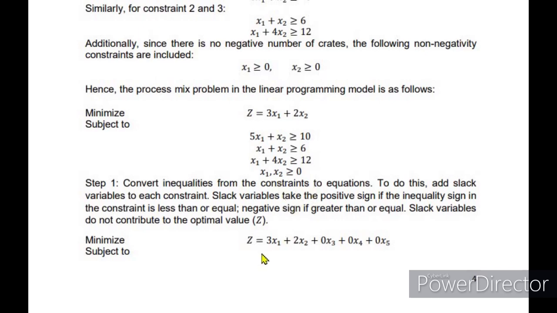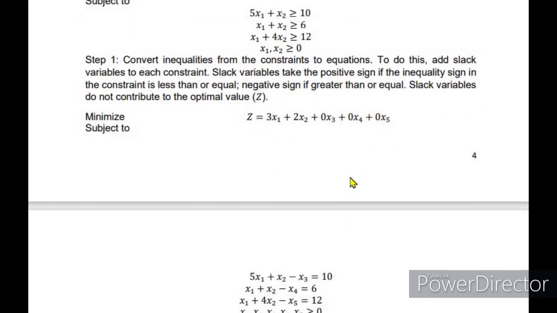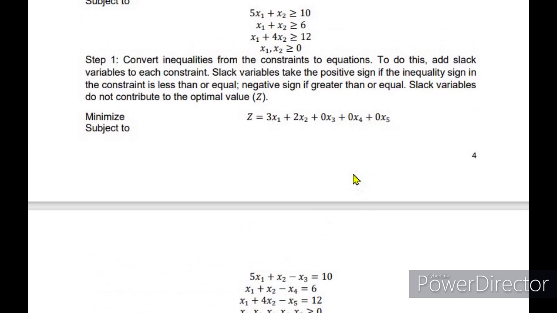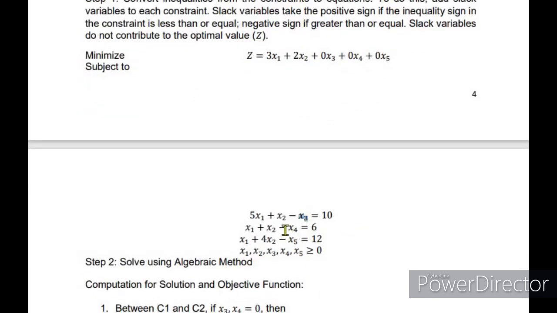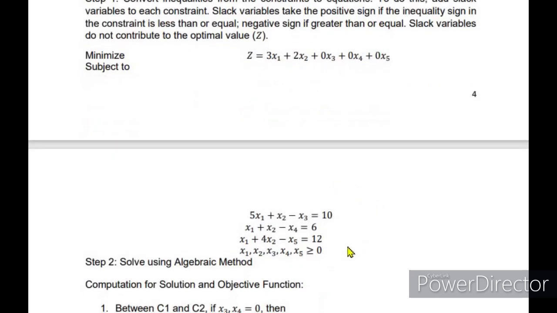greater than or equal to 0. So for the first step, we convert the inequalities, okay, from the constraints to equations. So you already know how to convert them. You will just add the slack variables. And you notice that the slack variables here, x sub 3, x sub 4, and x sub 5, are all negative because of the sign of the inequality here, which are greater than or equal. Okay, so also the non-negativity constraint. All the variables must be greater than or equal to 0.